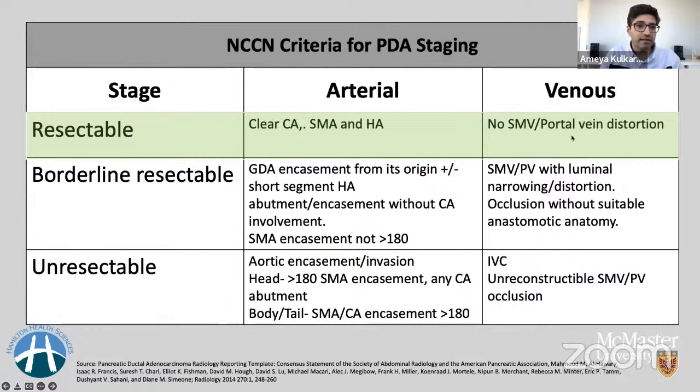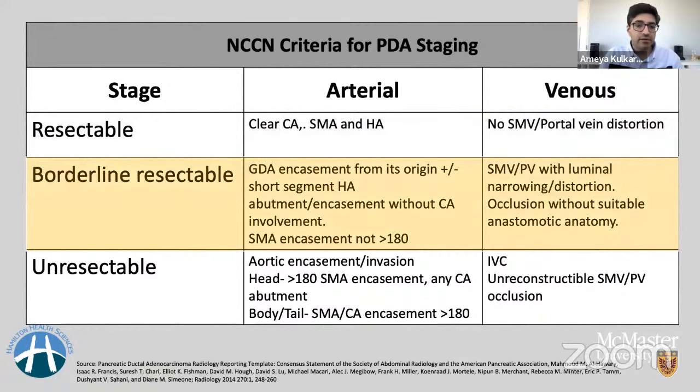You can definitely say that this disease is resectable in the absence of other metastatic involvement. Then what is borderline resectable? If you see disease at your GDA, which is causing encasement from its origin, the hepatic artery may or may not be involved, but the disease does not involve the celiac axis. That is important. It should not go to the celiac axis. Now, there could also be SMA encasement, which is not greater than 180 degrees. All of these will put this patient into borderline resectable.